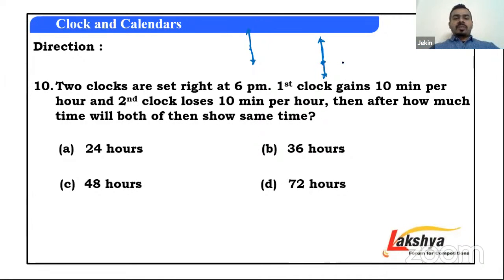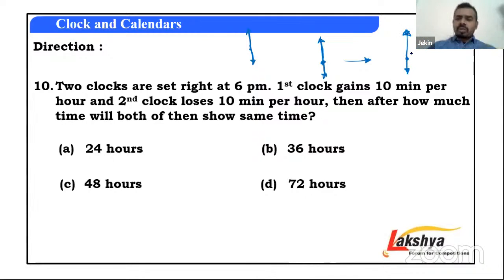What's the question they are saying? Your first clock gains 10 minutes per hour and the second clock loses 10 minutes per hour. Then after how much time will both show the same time? Here is a reference given to you, 6 o'clock. After how many hours, as you can see the options are in hours, will you have the same position again? Your hour hand and your minute hand would once again be pointing this way.